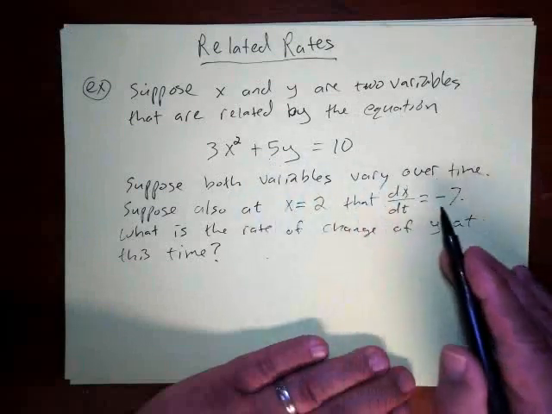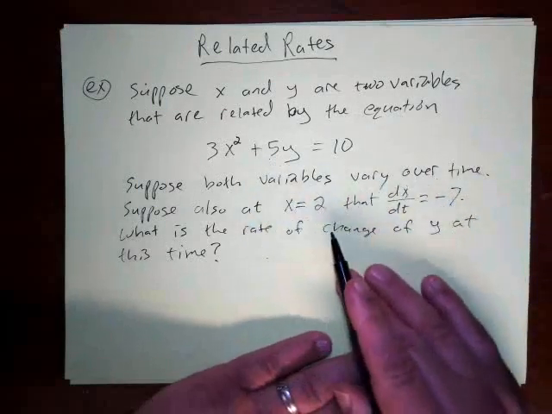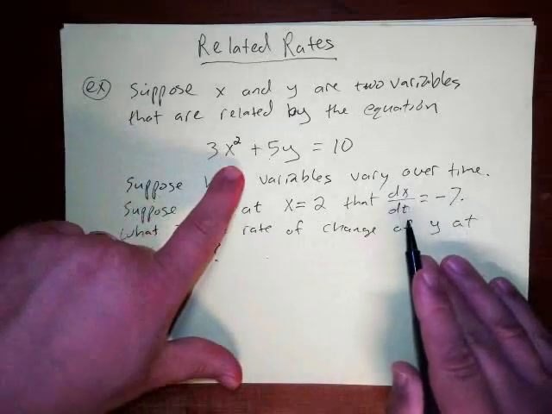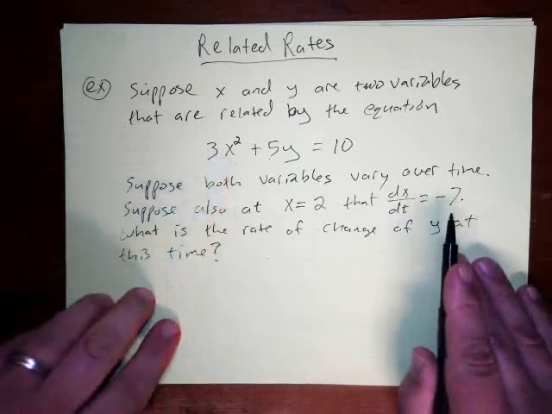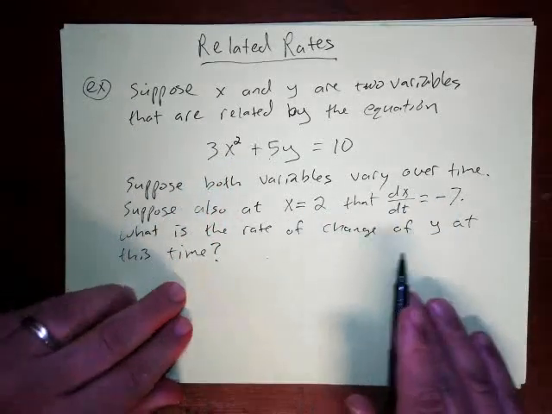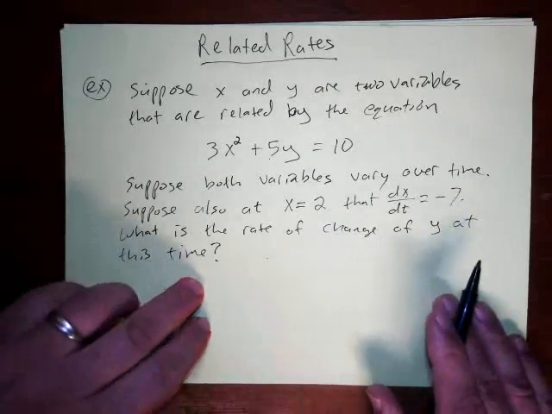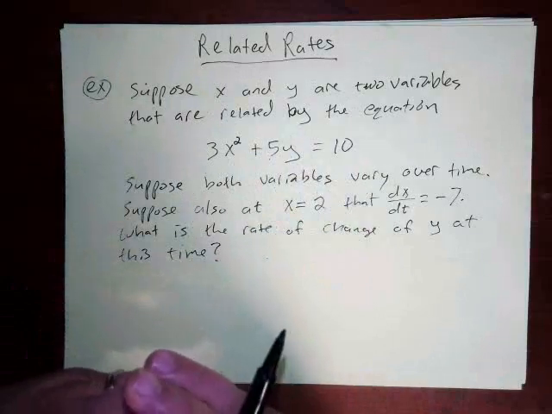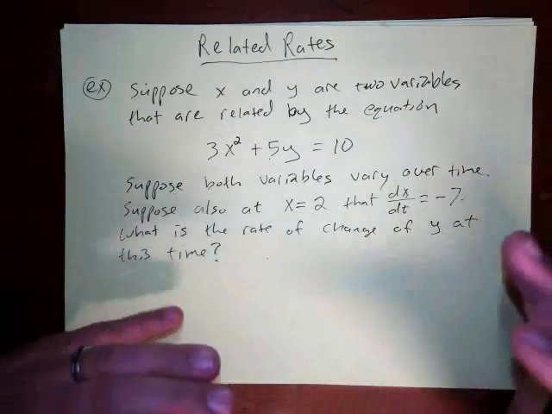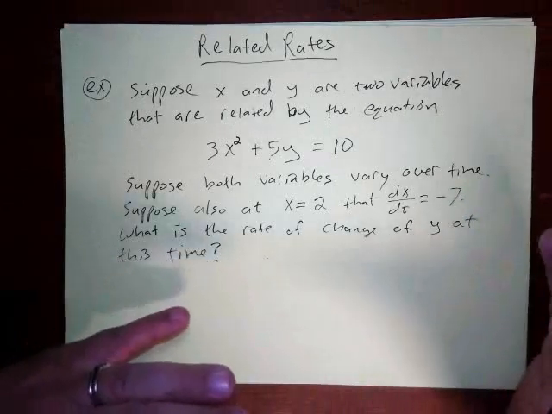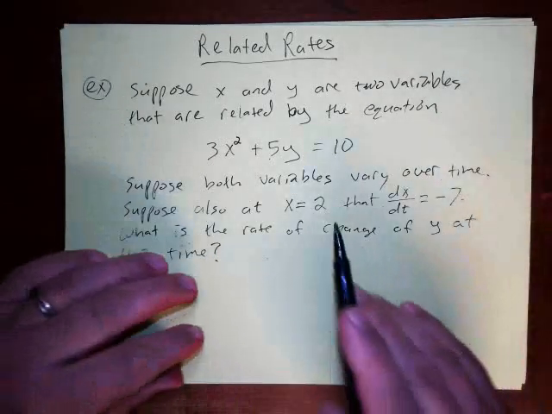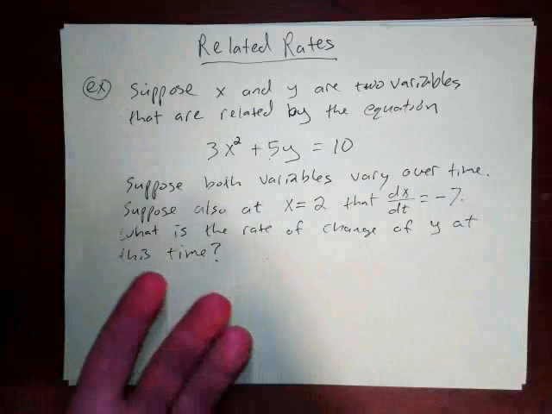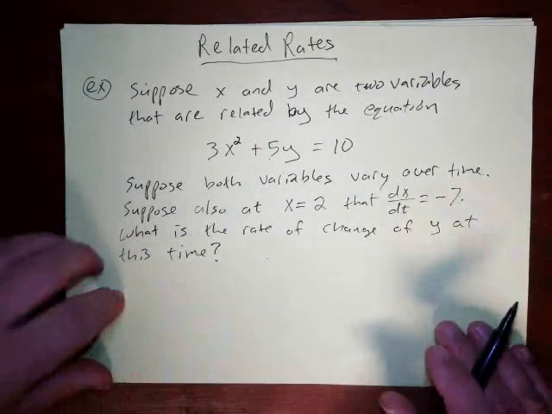And in this case, we're told that at x equals 2, the dx dt, so the rate of change of the x variable with respect to time, is -7. And so now what I want to know is, what is the rate of change of the y variable at this time? So here's the idea. Here is an equation that relates together two variables. We are also told that both of those variables vary over time. And then given the rate of change of one of the variables at a given time, we're being asked for the rate of change of the other variable at that time.